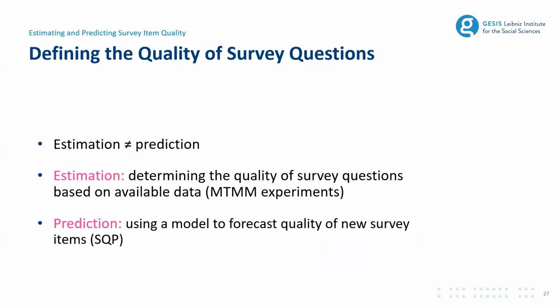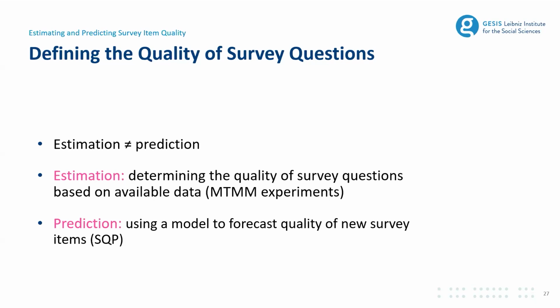Having said this, I want to make clear that there is a difference between estimating and predicting. What I talked about so far was estimation, which is basically determining the quality of survey questions based on actual, available data resulting from these MTMM experiments, which is one big part also in SQP. And then the second thing, prediction, is the idea that you use a model to forecast the quality of new survey items. And this is basically how SQP operates.